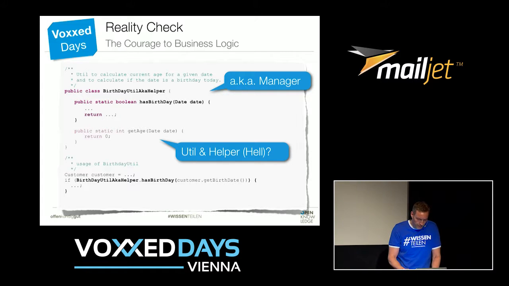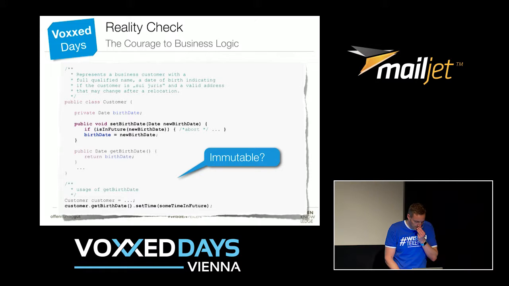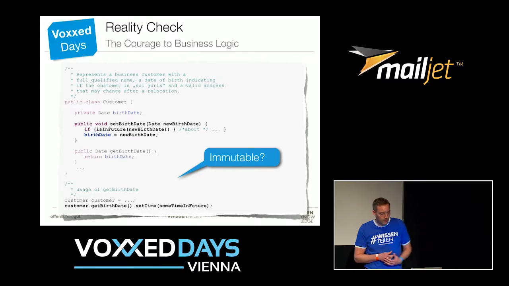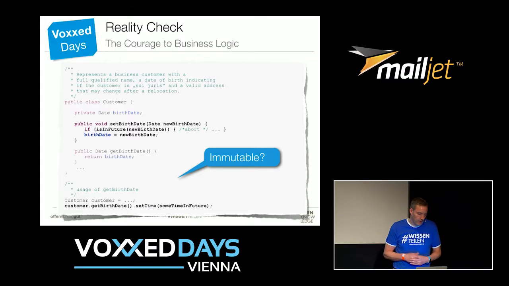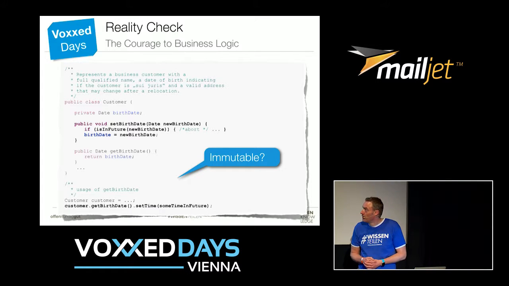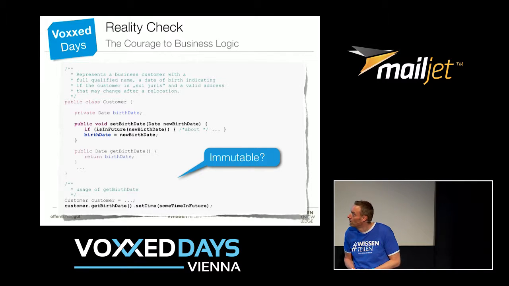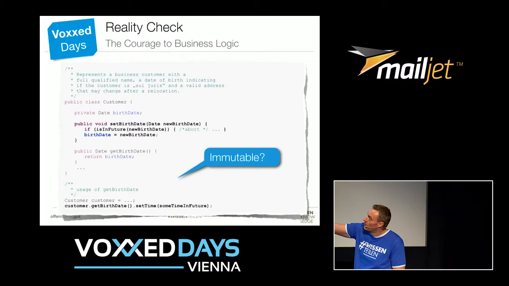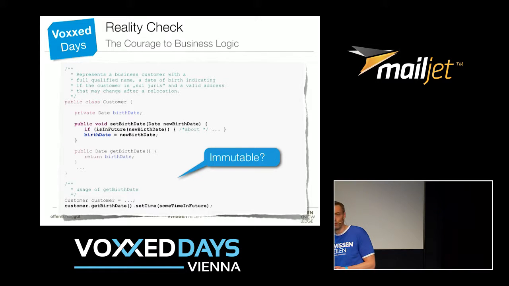Something totally different, immutability. I talked about validation before and about putting validation into setters. But if you take a look at this example, I assured that if you set a birth date, there's a validation that the date is not in the future, which normally makes sense.